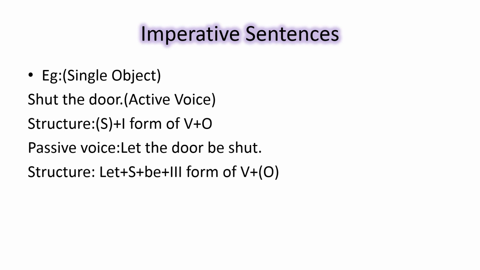Now the structure here will be let plus subject plus be plus third form of verb plus object. Here I was talking about a single object. Then we may mention the agent later on as by object, or we may not mention it as by object. It will always depend on the sentence.